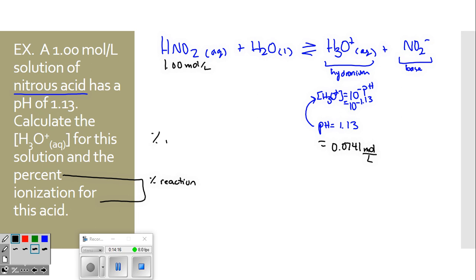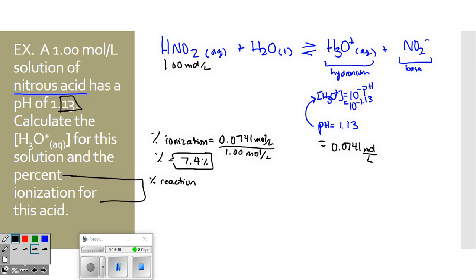So my percent reaction, or in this case, percent ionization, would be 0.0741 moles per liter divided by the 1 mole per liter that I could have gotten if this reaction were quantitative. So I know my percent is 7.4, and I would round it to 2 significant digits because there were 2 significant digits in my pH value. I know it looks like there are 3, but remember in pH values, it's only what comes after the decimal place that counts.